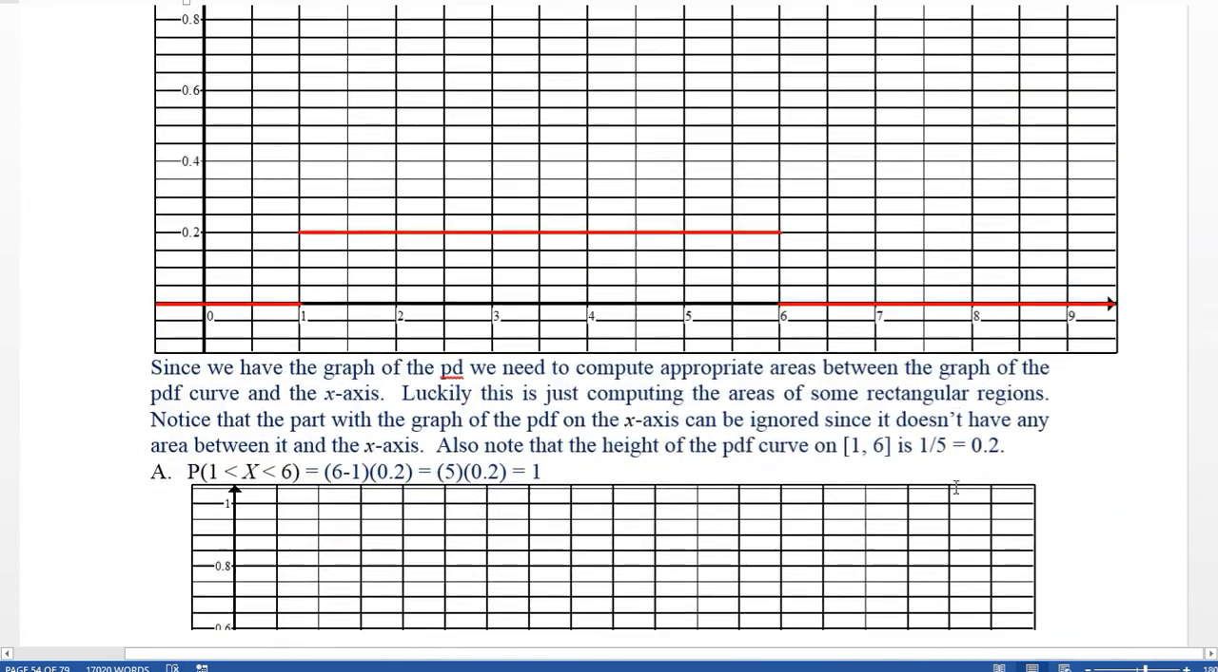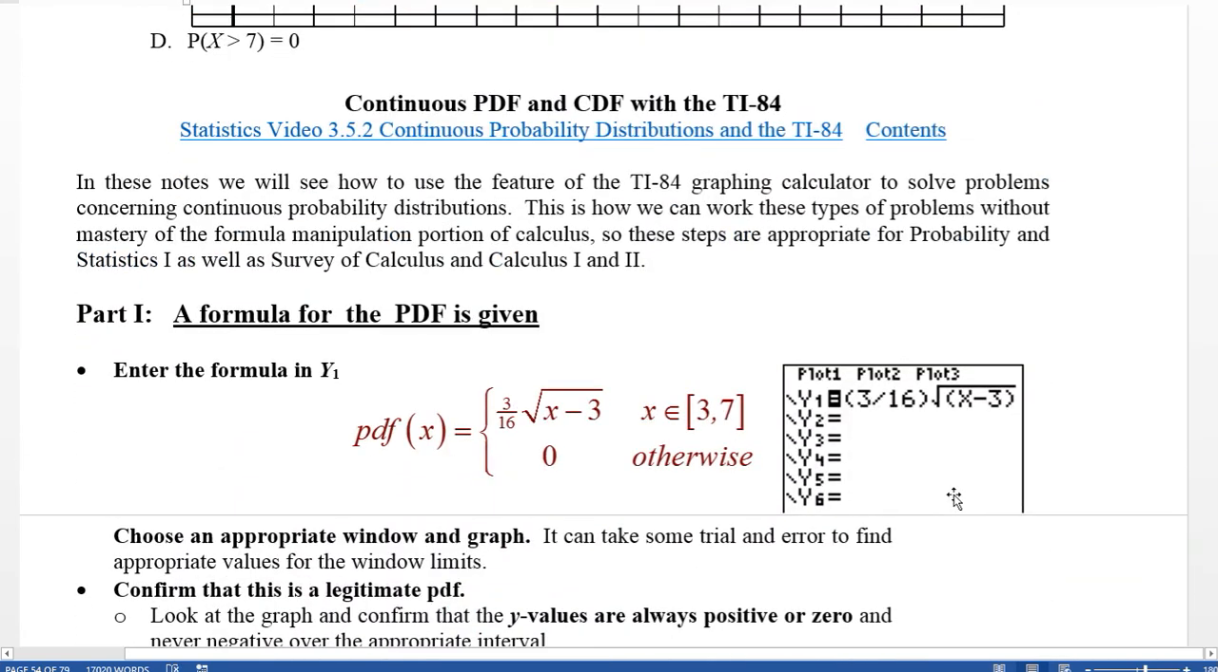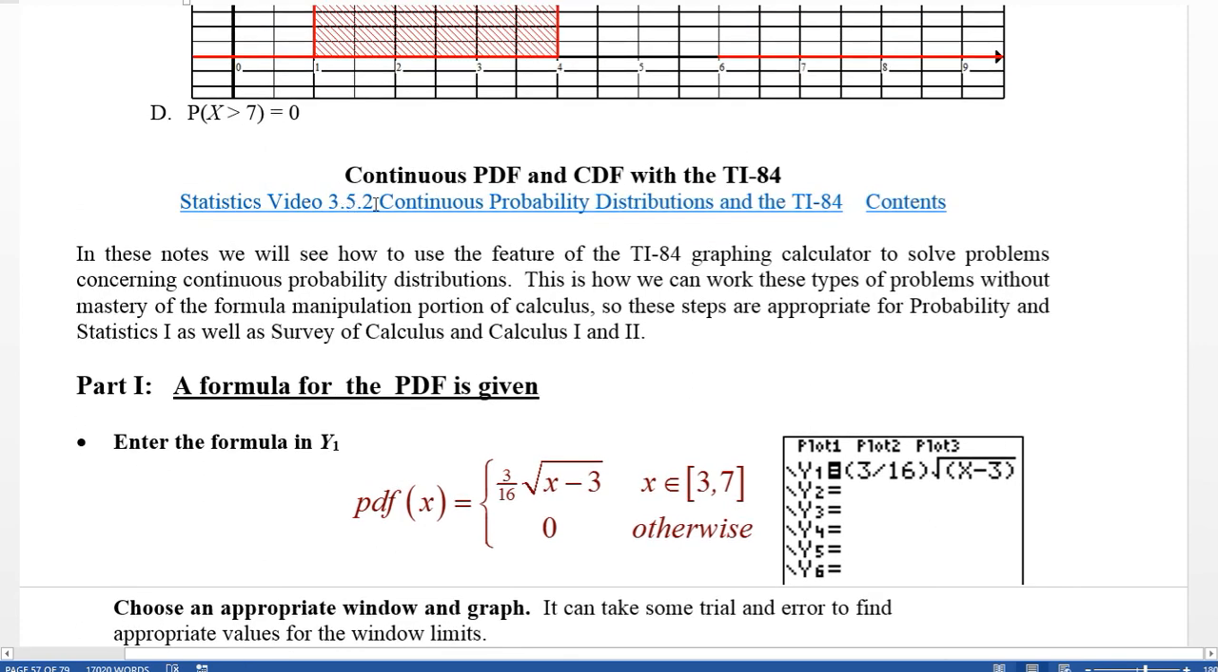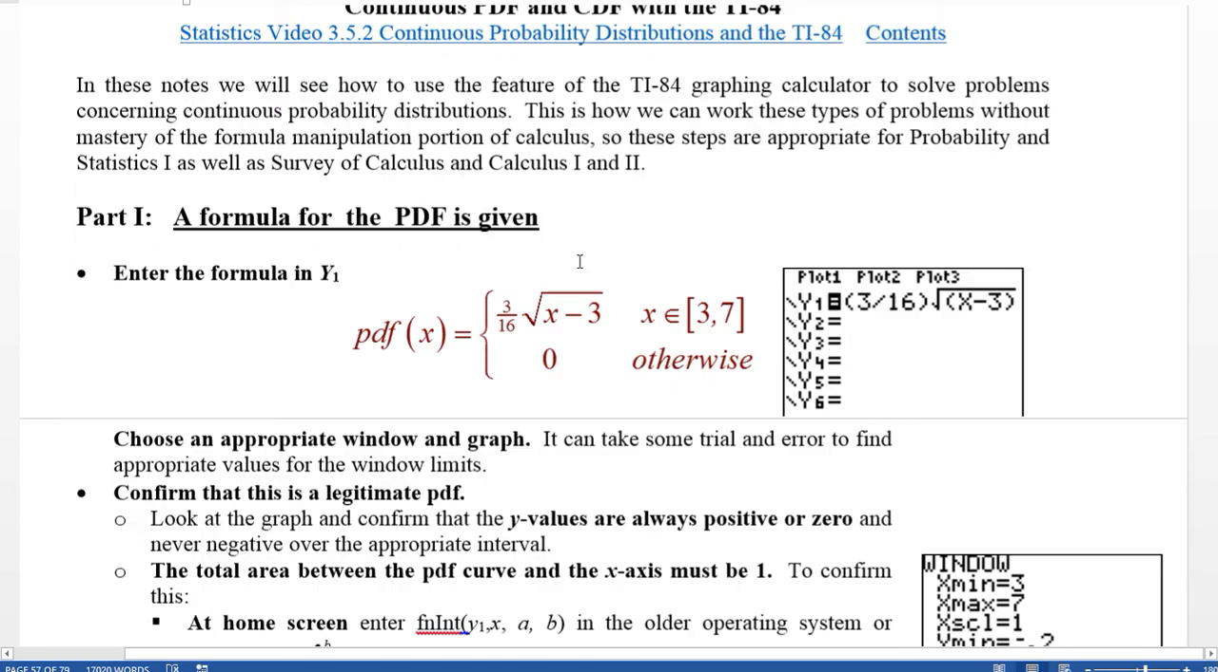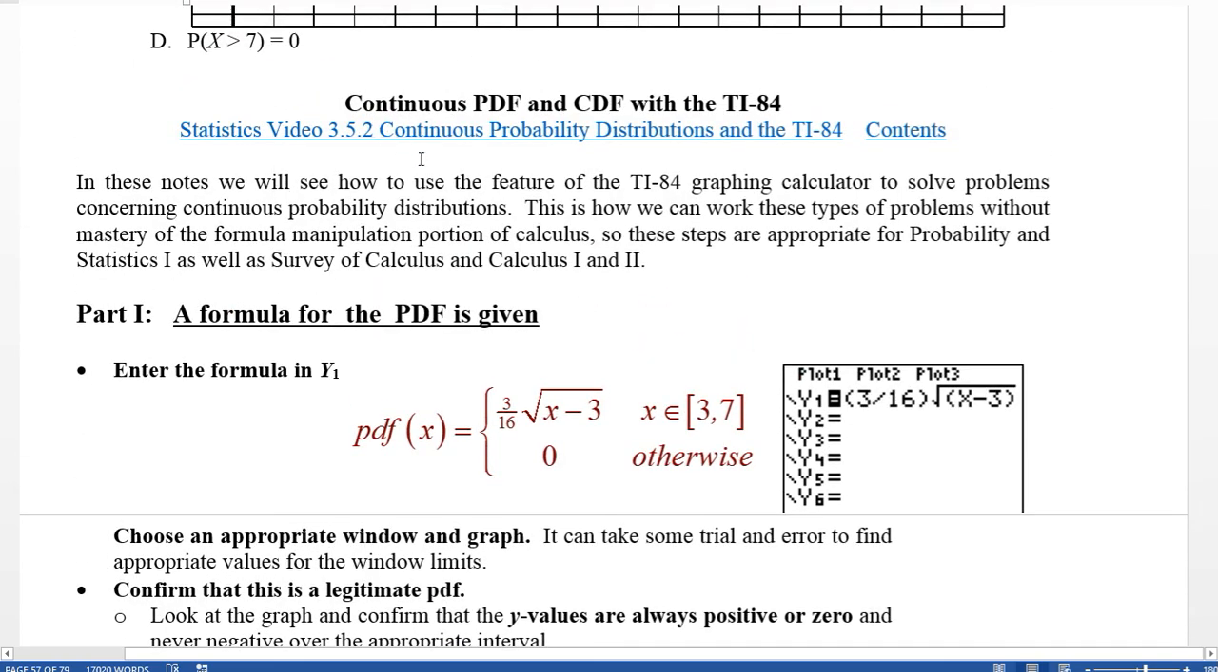Okay, so I think we're going to leave it there. Actually, there's going to be a video here that talks about how to use the calculator, and then I'll have you watch those three statistics videos, and then we'll come back and pick up another calculus video in a minute.